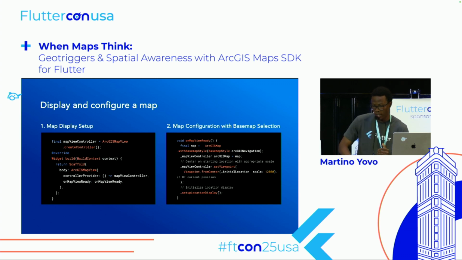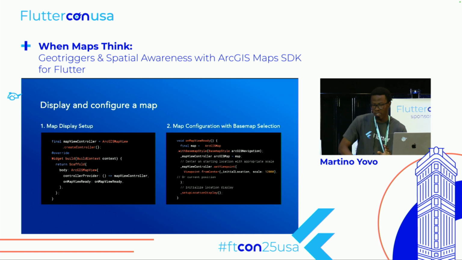Yeah, now here is how you can define, or display, a map. So let's say you already have the location set up, and you are also listening to the user's current location, and you're updating the initial position every single time. After that, you want to display the map to the user. For that, you will use the ArcGIS map view widget. And when you use it, you can pass it the controller. And when you get the controller, then it displays.